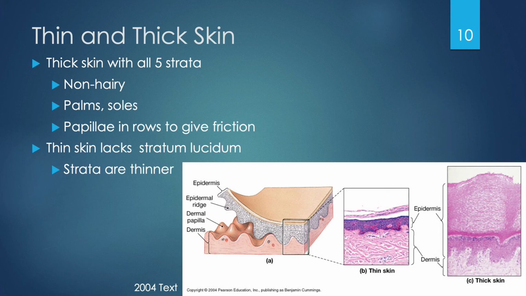If you recall from a couple slides ago when I showed you the come, let's get sunburned, 5 layers of the epidermis, well, in thick skin, we have all 5 of those strata. But in thin skin, we're actually only going to have 4. So in thin skin, we are lacking the stratum lucidum, which is the clear layer. And in thin skin, those individual strata are actually thinner than in thick skin.